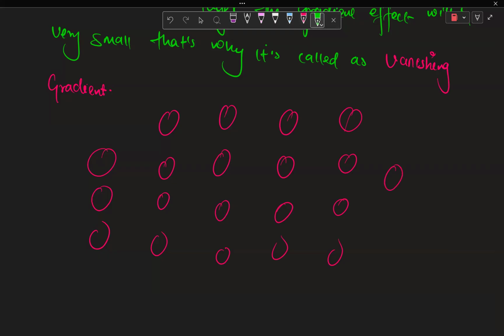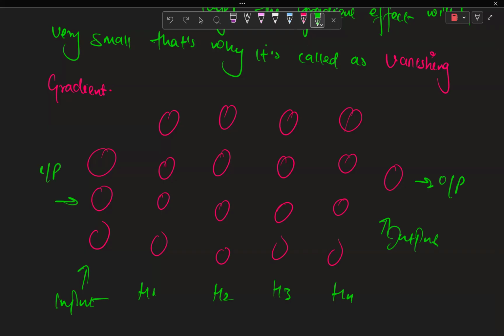The output. Input, output, hidden layer 1, H2, H3, H4. Here you have the output. So let's say whatever output you got. The dependency of this most recent layer will be more than this H3, then this H2, then this H1. The contribution towards the output will be very higher with the most recent layer.